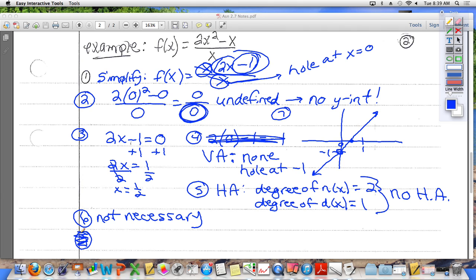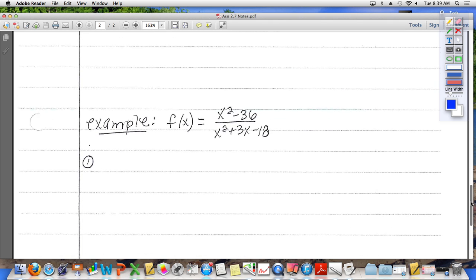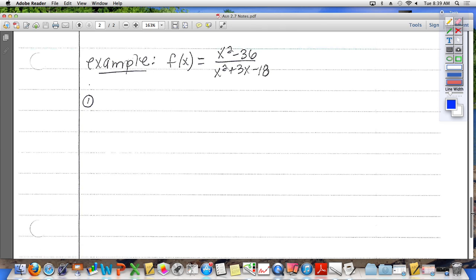One more example. f of x is equal to x squared minus 36 over x squared plus 3x minus 18. First thing that you need to do is simplify. So let's do that.